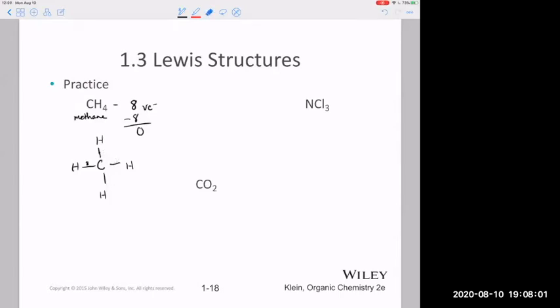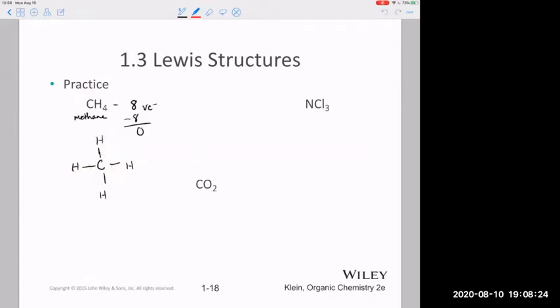The next thing you do is go through and make sure that everybody is happy. How many electrons does hydrogen like to have in its full valence shell? 2. And each hydrogen does indeed have 2 electrons that are being shared in that bond, right? That's what that stick is representing.